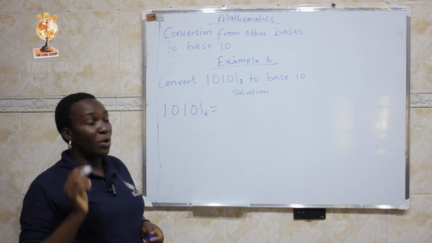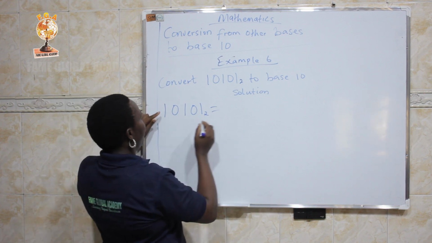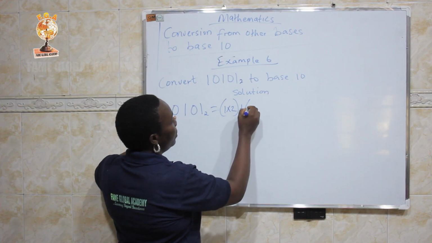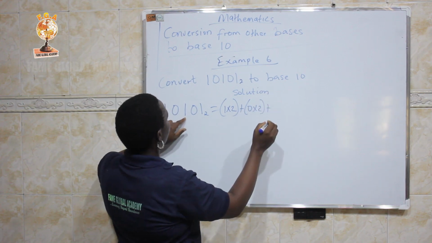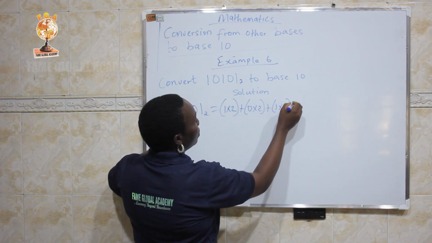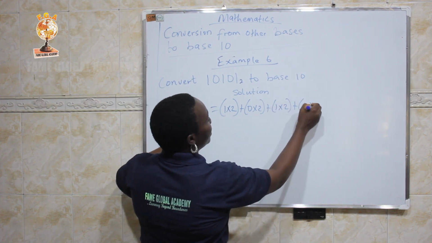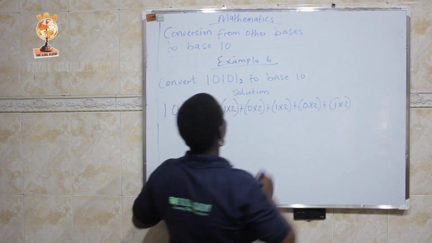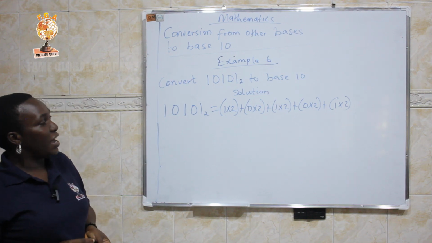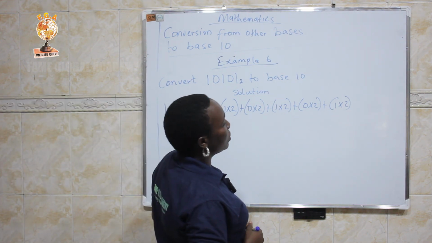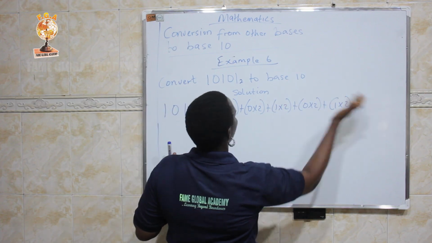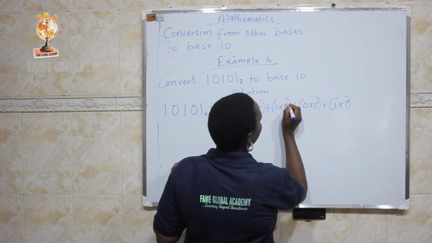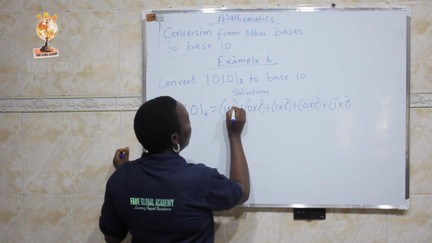Multiply each of the numbers one after the other by the base. So the first one is 1 times 2 plus, the next one is 0 times 2 plus 1 times 2 plus 0 times 2 plus the last one, which is what? 1 times 2. Okay, so here we have 5 digits. So this is going to give us, starting from the last one, we have our power. So here is 0, 1, 2, 3, and what? 4.